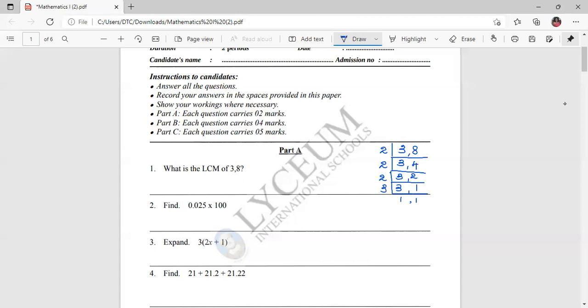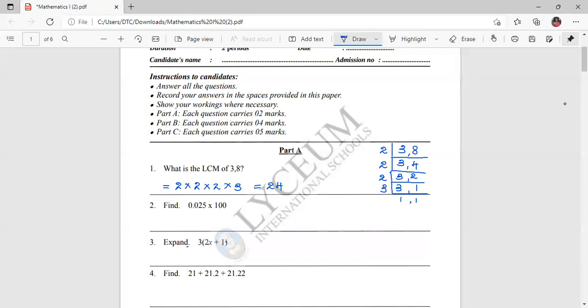Up to this stage, till you get that 1, 1, 1 format, you are dividing like this. Then to get the LCM, children, we multiply these numbers together. So 2 multiplied by 2 multiplied by 2 multiplied by 3. What will be the answer? 2 times 2, 4. 4 times 2, 8. And 8 times 3, 24. So the answer will be 24.